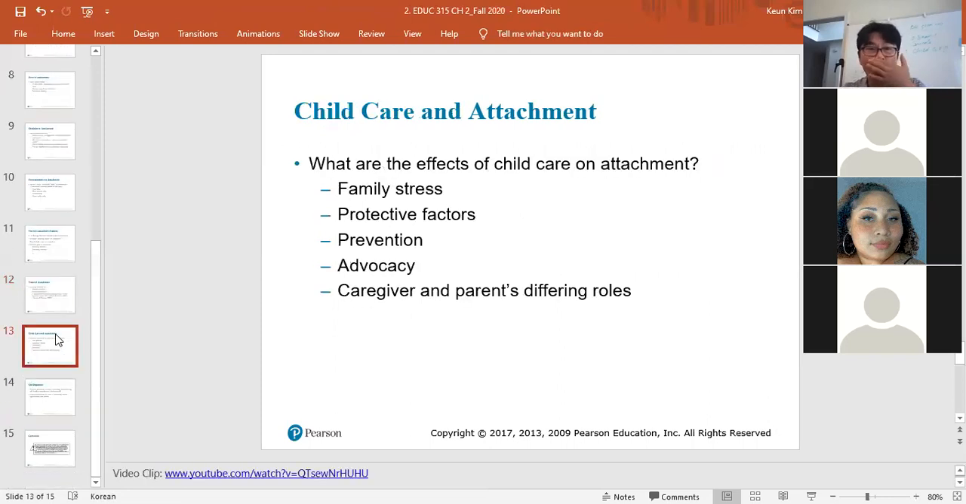Child care and attachment: what are the effects of child care on attachment? And there are some obstacles to attachment between babies and major caregivers. Family stress and job. In the Corona situation, we have a lot of stress, so we have a difficult time creating a healthy concept of attachment between babies and major caregivers. Other obstacles are separation and divorce, job situation, income and educational stress, and all kinds of obstacles to attachment.